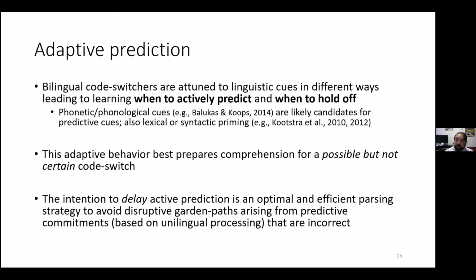But the adaptive prediction and making a trade-off as to when to suspend that prediction is actually a behavior that's optimal. It actually leads to better preparation for the comprehension system for a possible but not certain code switch. So the intention to delay prediction becomes efficient parsing in order to avoid disruptive garden paths.